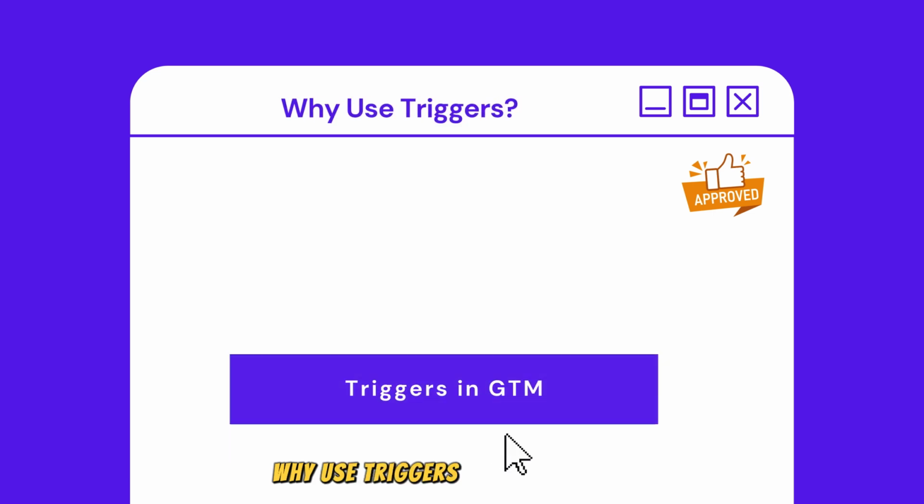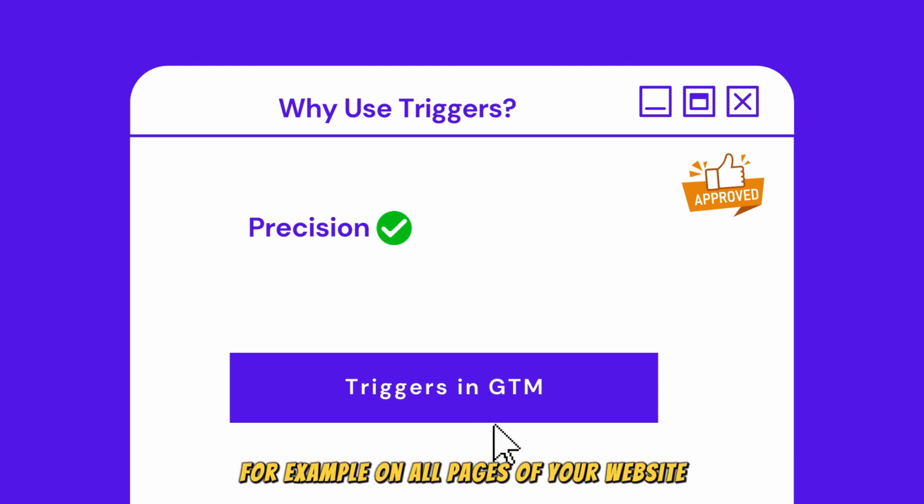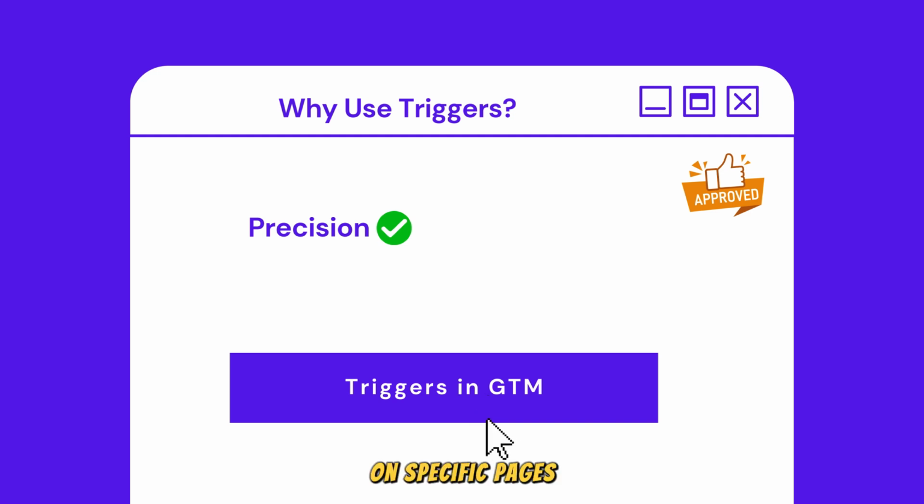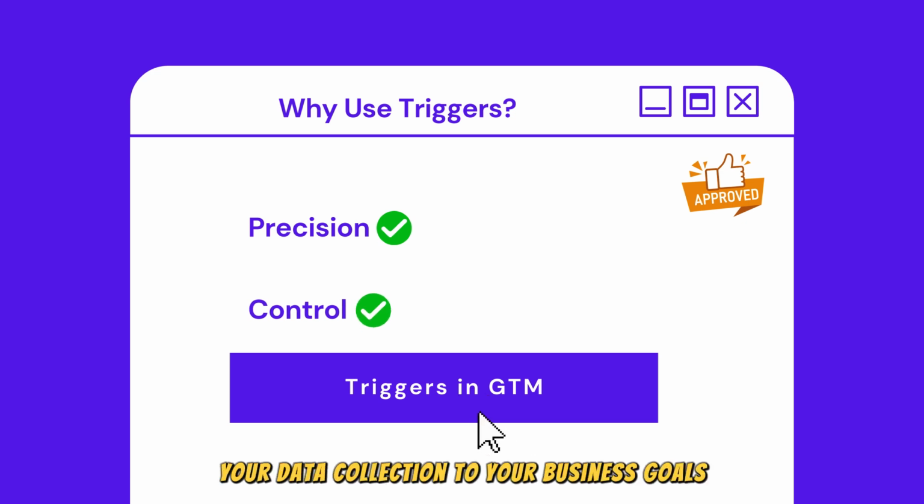Why use triggers? First, precision. Triggers let you specify exactly when you want data collection to happen. For example, on all pages of your website, which is a common choice for tracking page views, on specific pages like a thank you page after a form submission, and when users perform specific actions, for example, clicking a button or watching a video. Second, control. They allow you to tailor your data collection to your business goals. You're not tracking unnecessary events, which can clutter your reports.